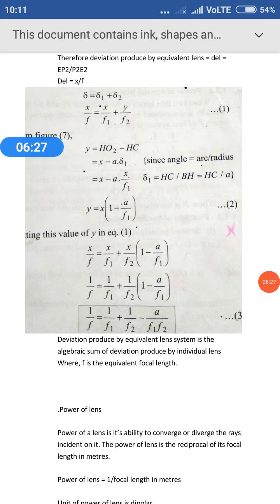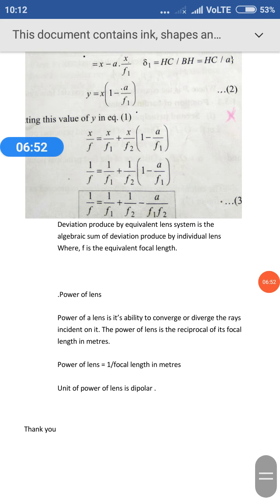y equals HO2 minus HC. Therefore, y equals x into bracket 1 minus a by f1. Putting this value in equation number 1, we get the final result: 1 by f equals 1 by f1 plus 1 by f2 minus a by f1 f2. The deviation produced by the equivalent lens system is the algebraic sum of the deviations produced by the individual lenses, where f is the equivalent focal length.